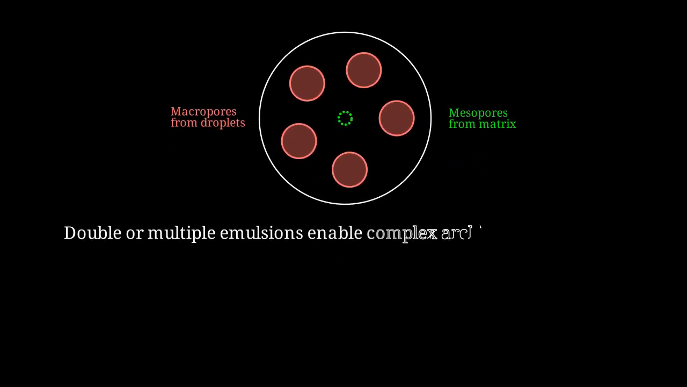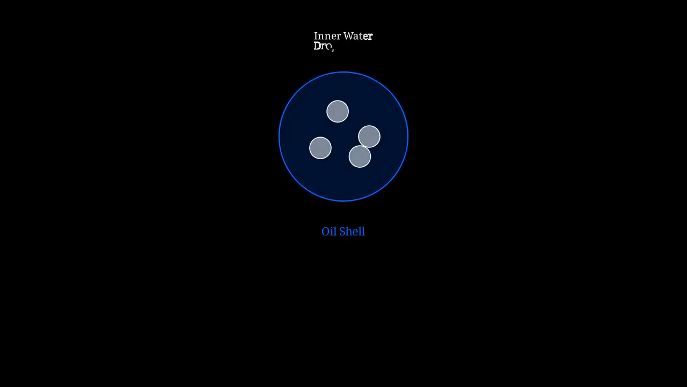Double emulsions, such as water-in-oil-in-water systems, allow even more sophisticated architectures. The inner water droplets can template internal cavities within beads templated by the outer oil droplets. Here's a double emulsion droplet. The blue shell is the oil phase, containing multiple inner water droplets shown in white. This structure templates hollow beads with internal void spaces, ideal for encapsulation applications.